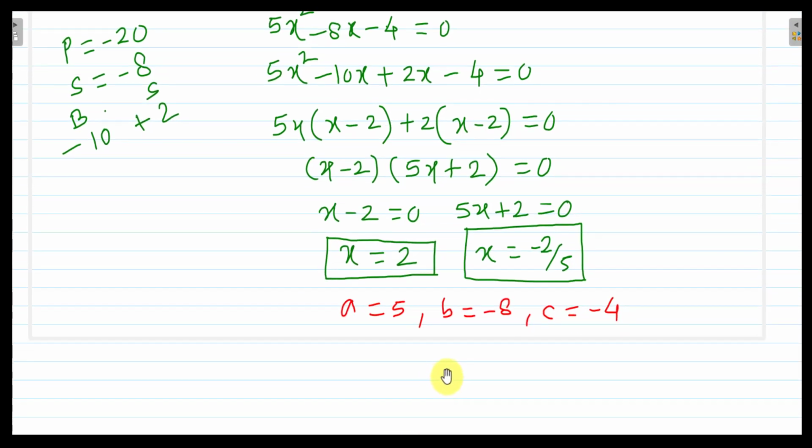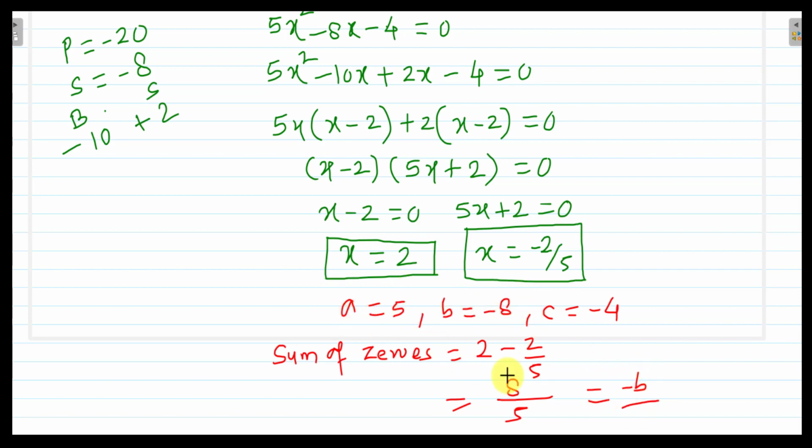Now move further. Now we will see the sum of the zeros. Sum of zeros is equal to 2 plus minus 2 upon 5. So we take LCM as 5. 5 2s are 10, 10 minus 2 will be 8. So it will be 8 upon 5. Minus 8 is b, so 8 will be minus b, and 5 is a. So that is equal to minus b upon a.